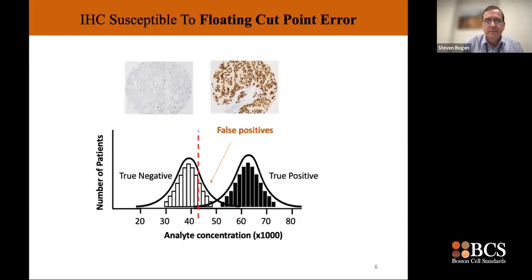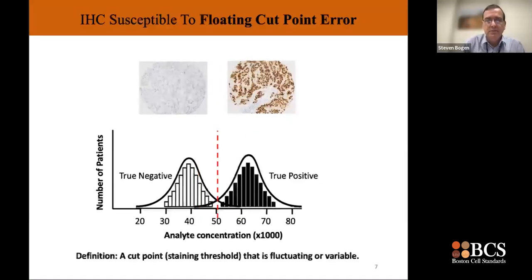This illustration depicts a situation where about a third of the true negative population, the non-responders, test positive in this assay. These are false positives. And of course, this would be the ideal for maximum separation of the two populations you're trying to distinguish. My point is that without calibration, you have absolutely no idea where that cut point lies.